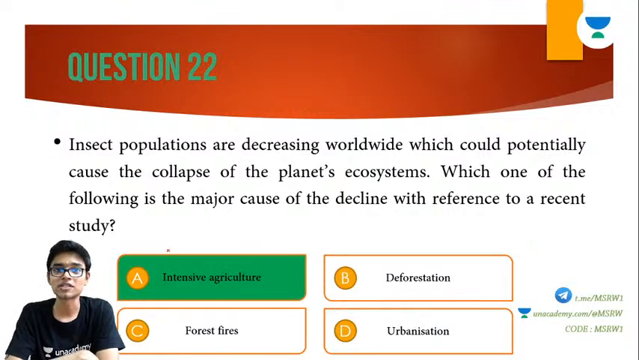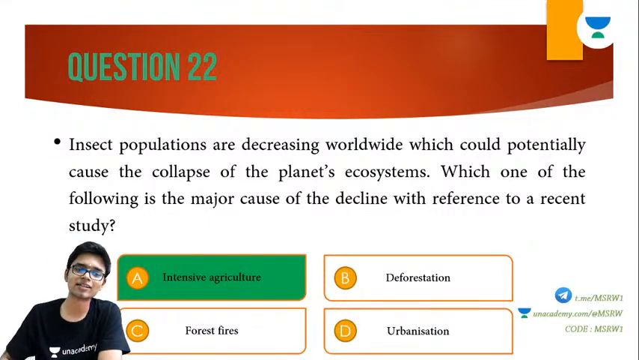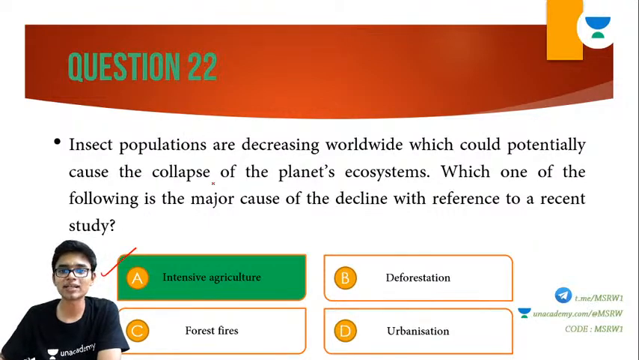What is the correct answer? It is actually option A, intensive agriculture. A recent study, I mean the Guardian has reported based on a series of studies, that the insect population in the world is decreasing because of intensive agriculture. We use lots of chemicals, pesticides, herbicides, etc., to expand agriculture and to do intensive agriculture. This is one of the prime reasons for the decrease in the populations of insects worldwide. So the answer is option A.